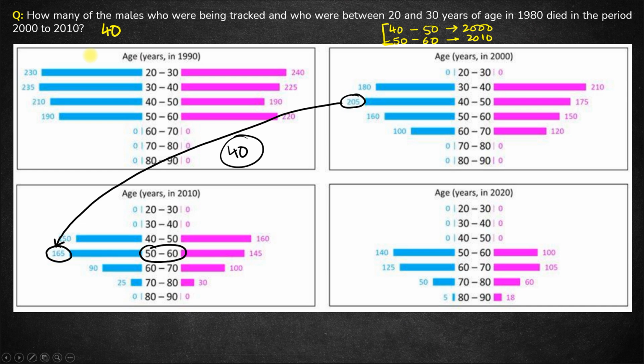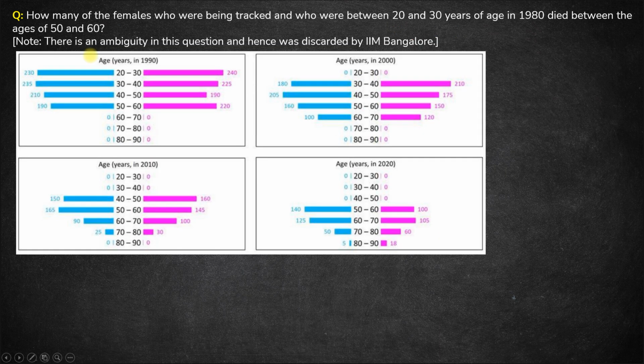Okay. And now coming to the last question here. This question had an ambiguity and hence it was discarded by the CAT authorities. Let us look at the question. How many of the females who were being tracked and who were between 20 to 30 years in 1980, so in 1980 they should have been in the age bracket of 20 to 30, died between the ages of 50 and 60?